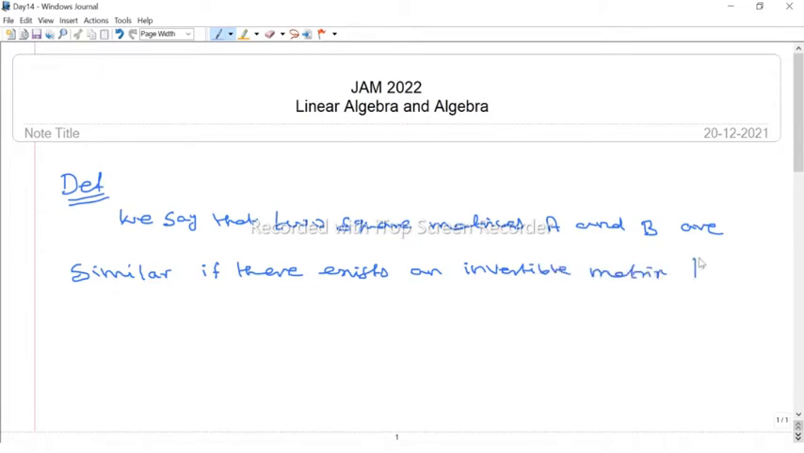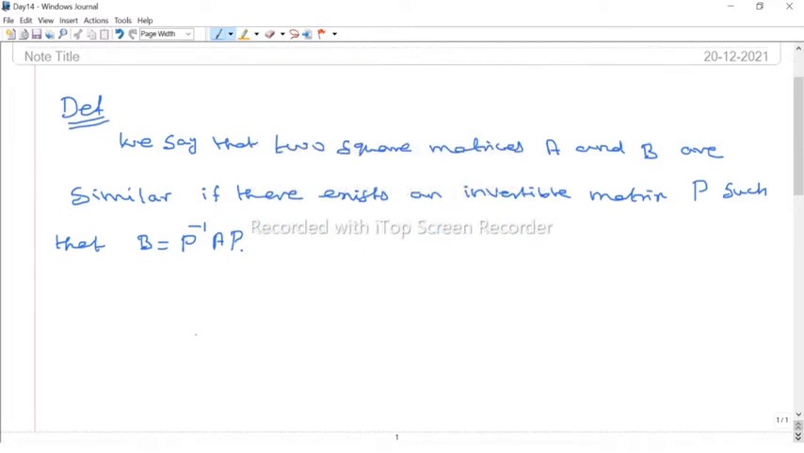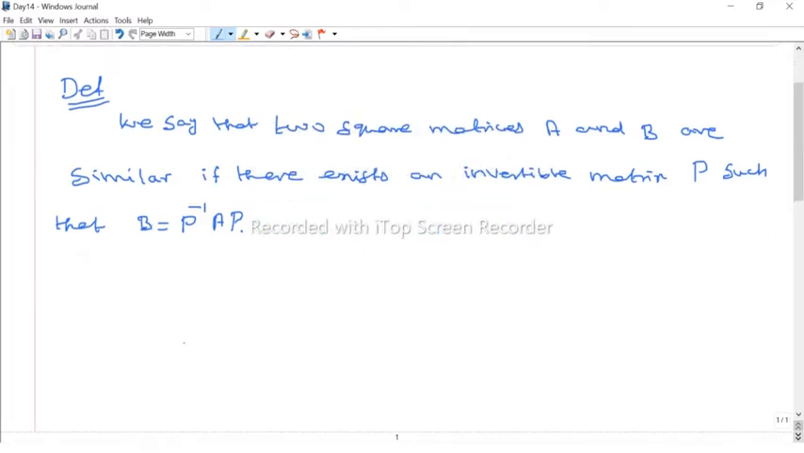Again, an n by n invertible matrix we call capital P, such that they satisfy the relation B equal to P inverse AP. If we write B equal to P inverse AP for some invertible matrix P, then we say A and B are similar. So we say two matrices are similar if there is an invertible matrix P such that B equal to P inverse AP. Now we see some properties of similar matrices.